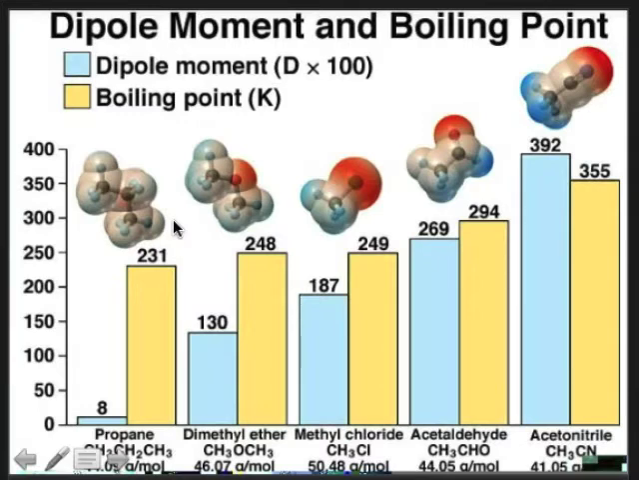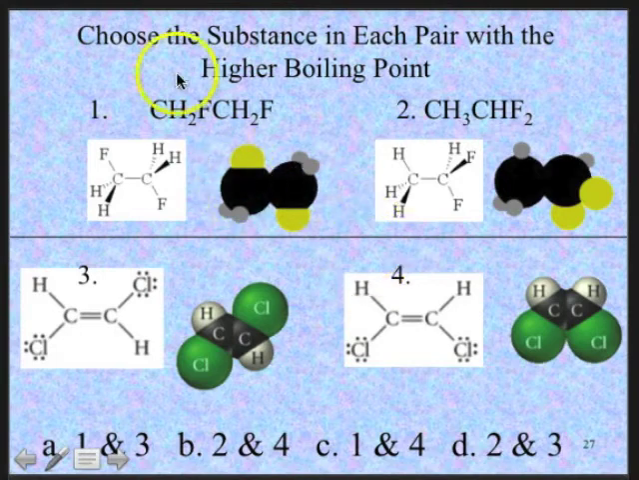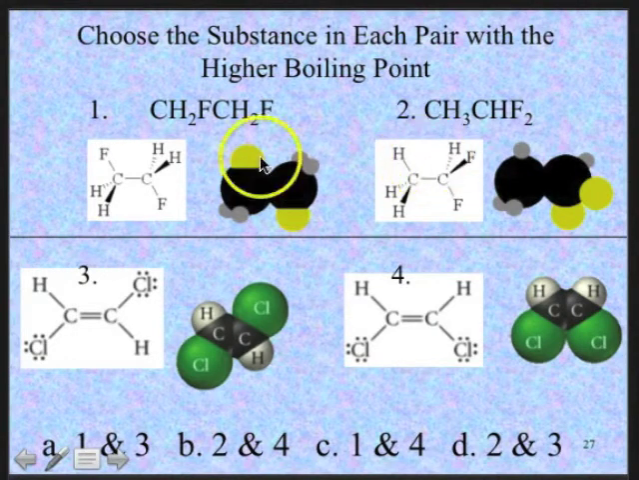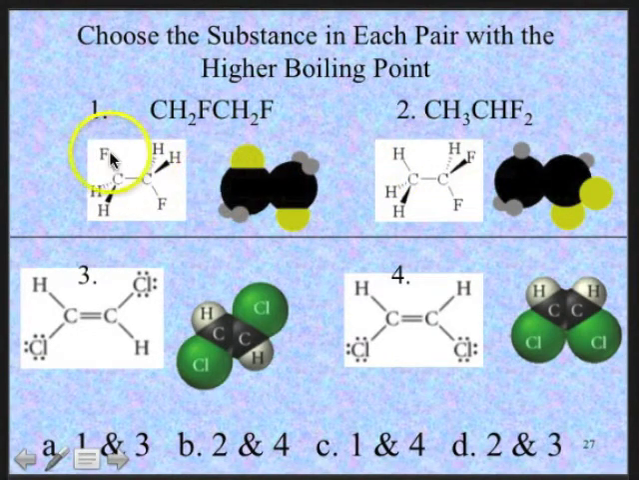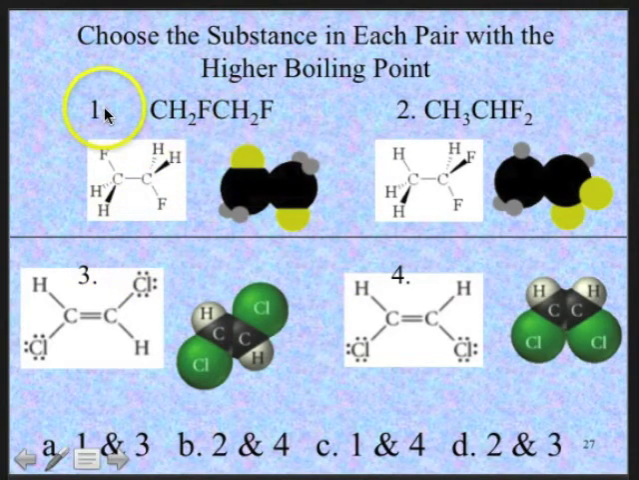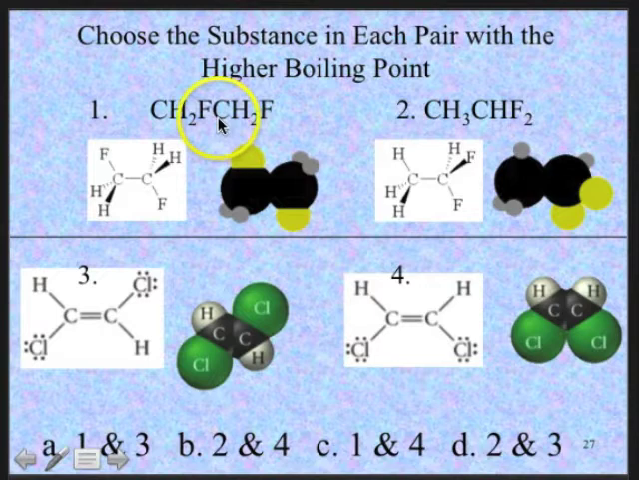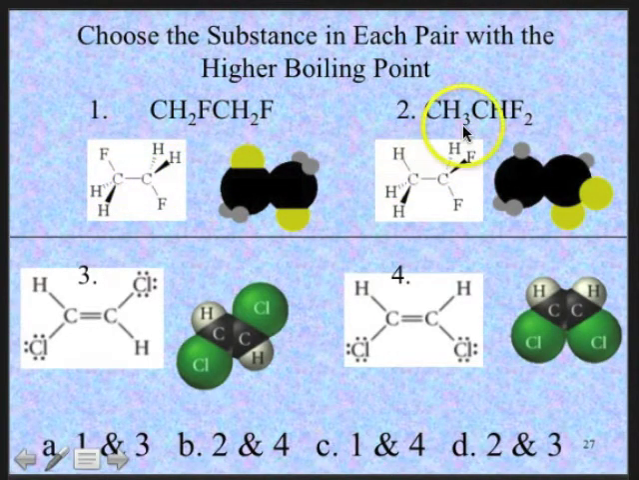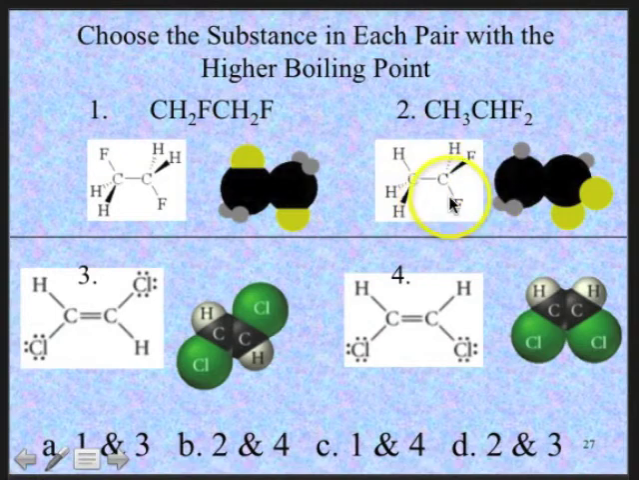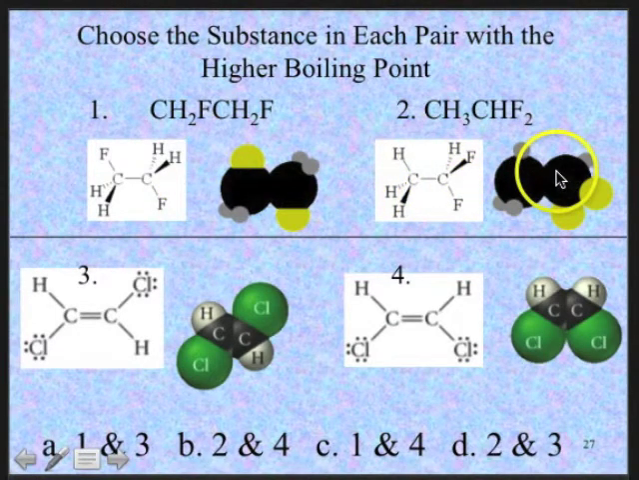So in class, I'm going to show you a number of slides like this, where you have to select the substance in each pair with the higher boiling point. Let's do this slide together here. Okay, between number 1, which is called 1,2-difluoroethane, and this one, 1,1-difluoroethane, which one do you think would have the higher boiling point?